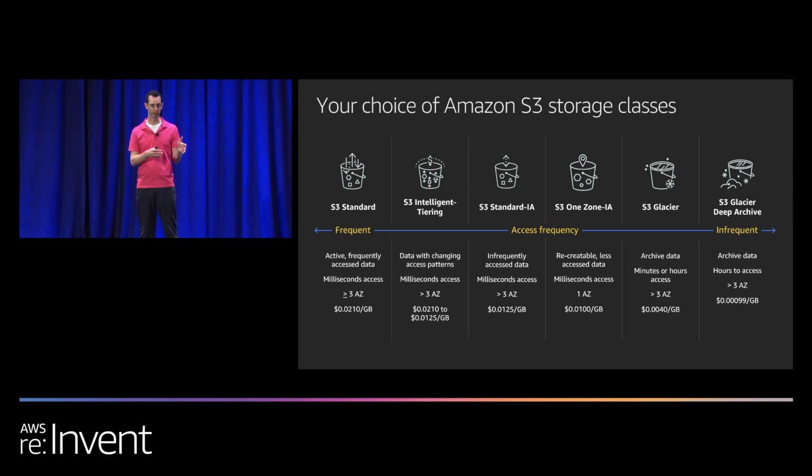So starting on the left side here, you've got S3 standard. Millisecond access, 3 or more availability zones. There's no retrieval fee for the data, no minimum object size, no minimum storage duration. Standard is a general purpose storage class. It's where a lot of customers start out. They put all their data in standard.